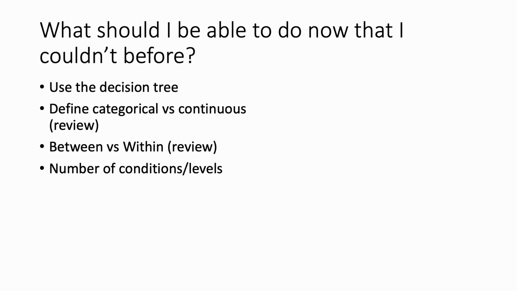So what should you be able to do now that you couldn't do before? Number 1, use my decision tree. Number 2, define categorical versus continuous variables. Go review that. That's very important. Between versus within designs, review that too. That's very important. We didn't practice it too much. I just gave some definitions. I don't practice it in the lectures because you have limited time. So make sure you understand these concepts. Do your own examples. And finally, number of conditions or levels, but we've talked about that. Really review those other two and make sure you get those before you come to class.